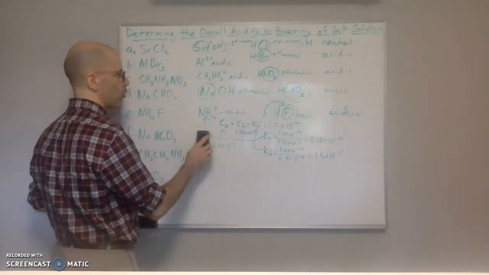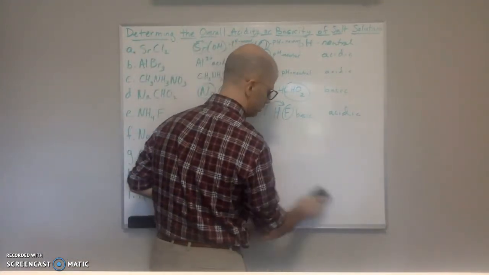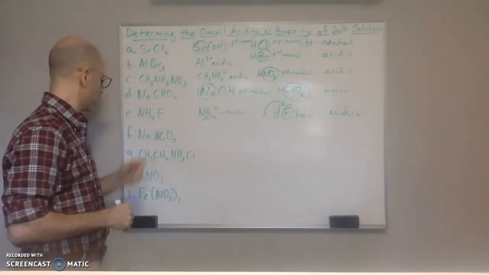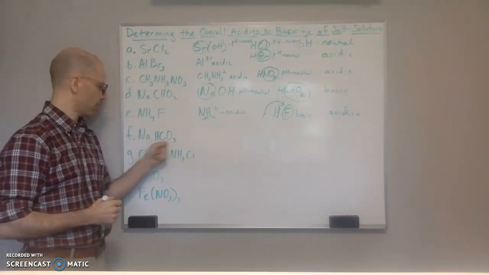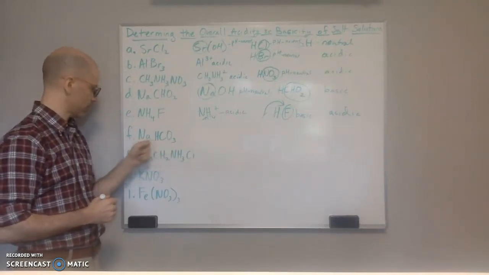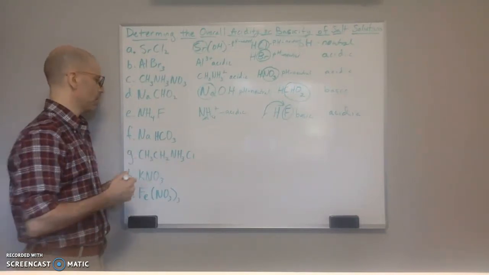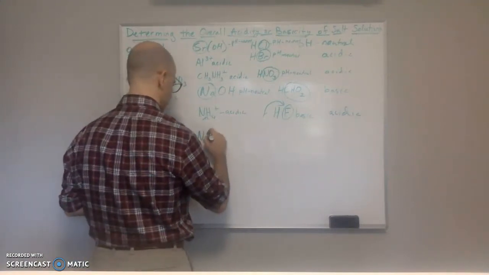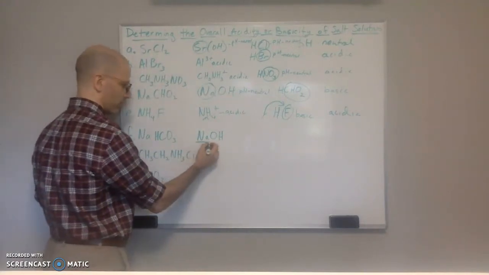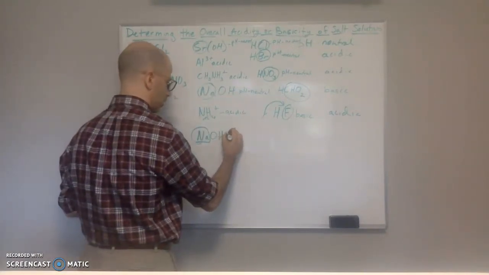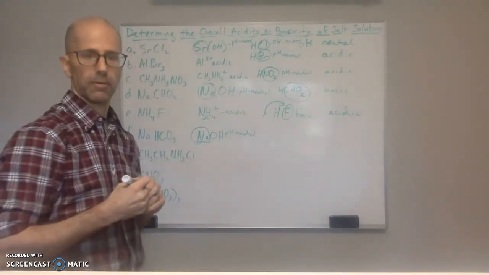Okay, now for the others, let me erase this, make some room. All right, so F: sodium, and this is the anion for carbonic acid. So this is hydrogen carbonate. So sodium hydrogen carbonate. Again, sodium is the positive ion, the cation of a strong base, so this is going to be pH neutral.